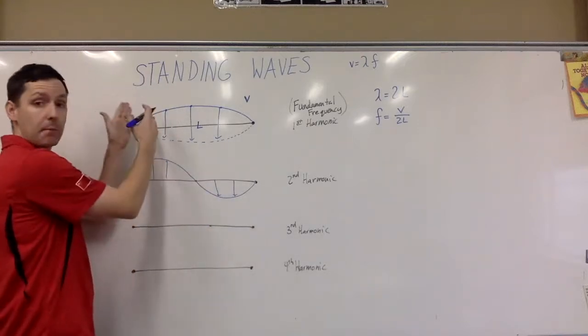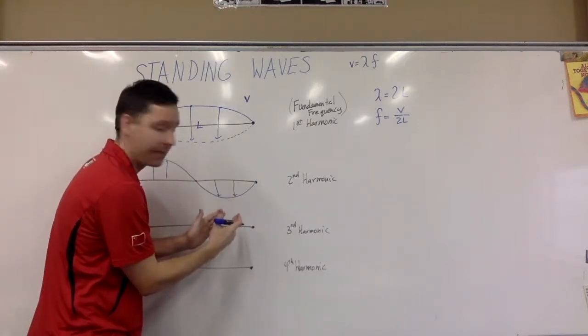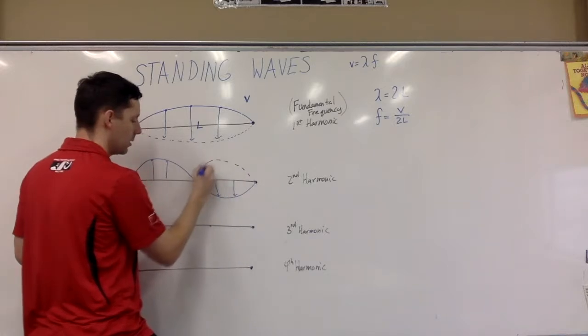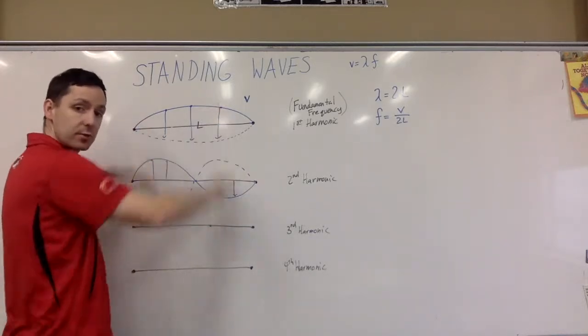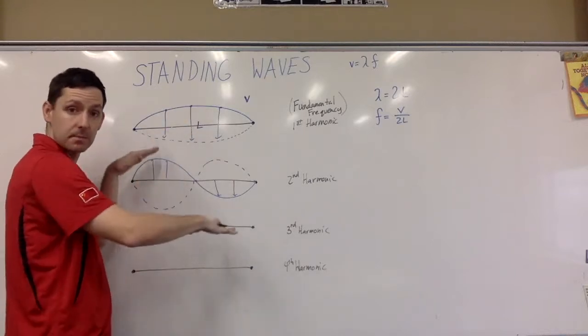When this one is going up, this one is going down. And then when this one goes up, that one will be going down, right? So this wave isn't moving this way. The string is moving up and down like this, all right?